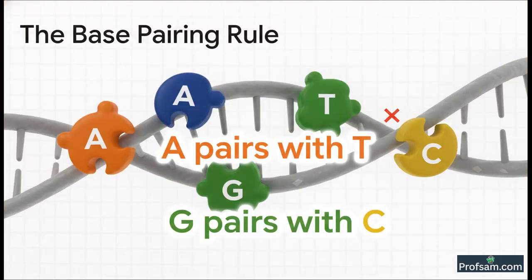And these bases follow a very, very strict rule. It is not random at all. There are 4 types: adenine, thymine, guanine, and cytosine, or A, T, G, and C for short. The rule is that adenine will always pair with thymine, and guanine will always pair with cytosine. This specific pairing, A with T and G with C, is the absolute foundation of the genetic code.